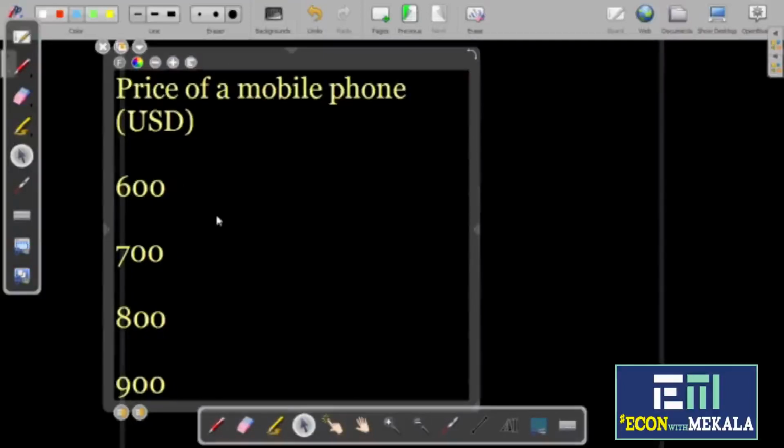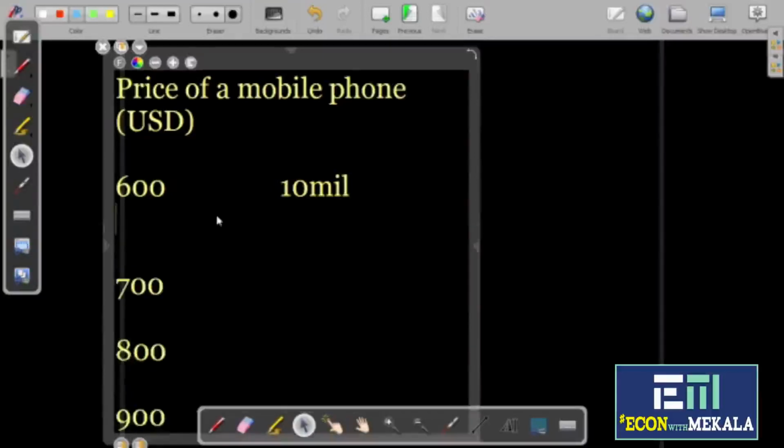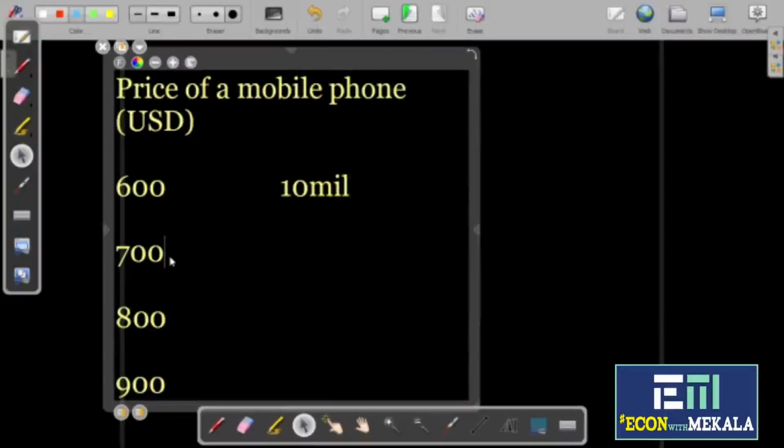So what can you think about quantities when the prices are increasing? Let's assume at the price level of 600, producers supplied 10 million units of mobile phones. What do you think, if the price went up to $700, what will happen to the quantity these producers are supplying to the market? Since this is a high price, they can gain higher profits, so they will increase the quantity they are supplying. Assume that went to 12 million.